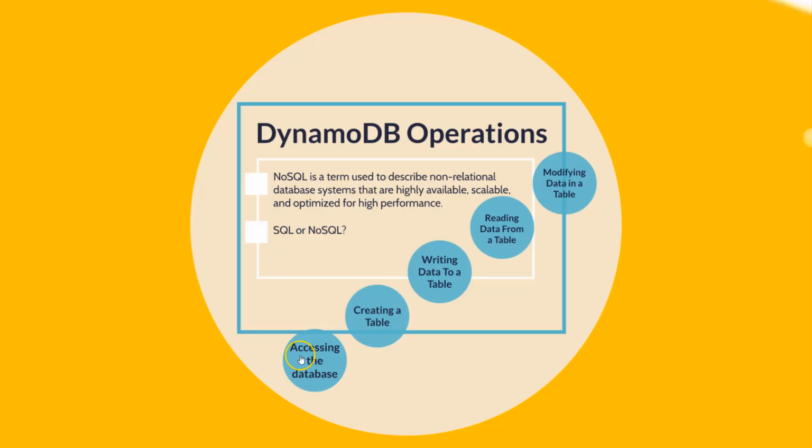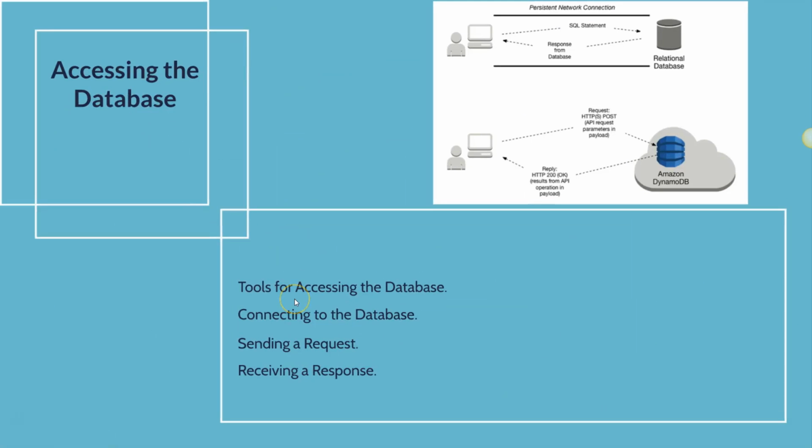Now we will see accessing the database. Before your application can access the database, it must be authenticated to ensure that the application is allowed to use the database, and authorized so that the application can only perform actions for which it has permission. Now we will talk about the comparison of SQL and Amazon DynamoDB.